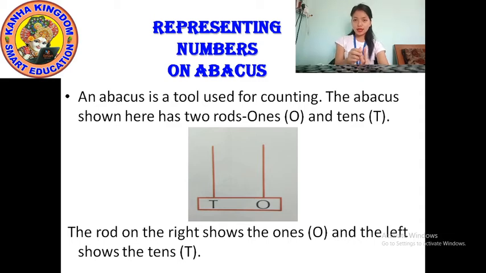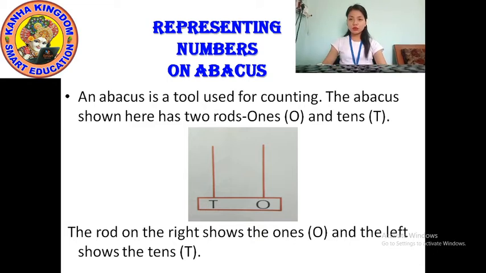One rod is for ones and the other is for tens. The rod on the right shows ones, and the rod on the left shows the tens. First, see the picture of the abacus. Okay, dear student, this is a picture of an abacus.